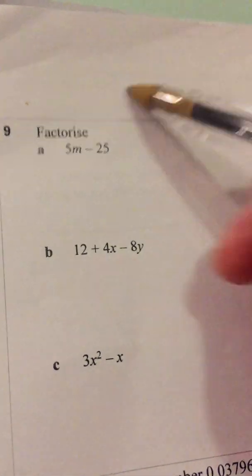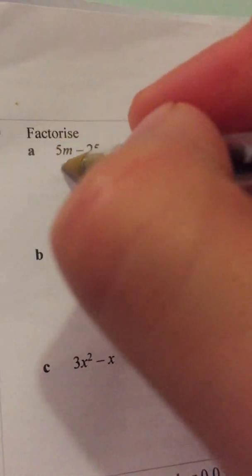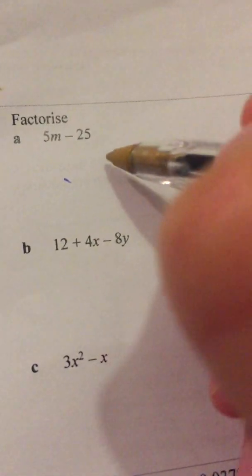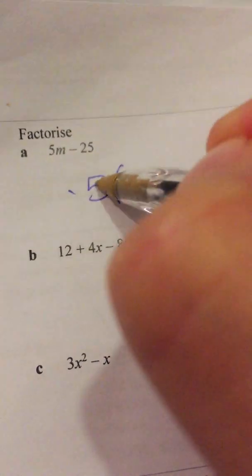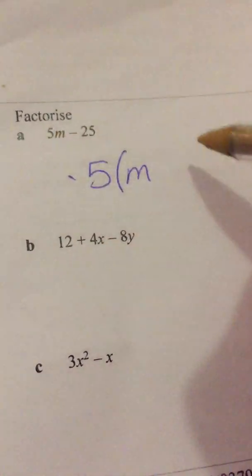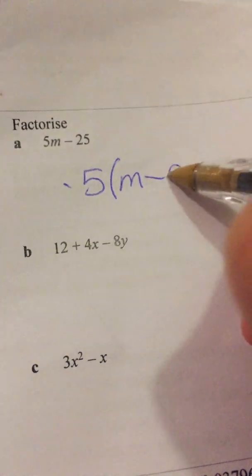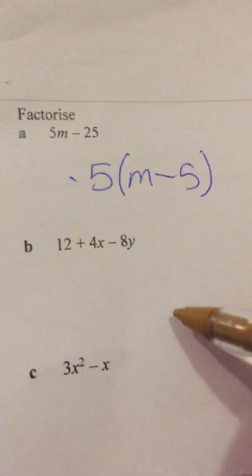Question number 9. Factorise 5m minus 25. The thing that is common is the 5. So 5 times m gives me 5m. 5 times -5 gives me -25.